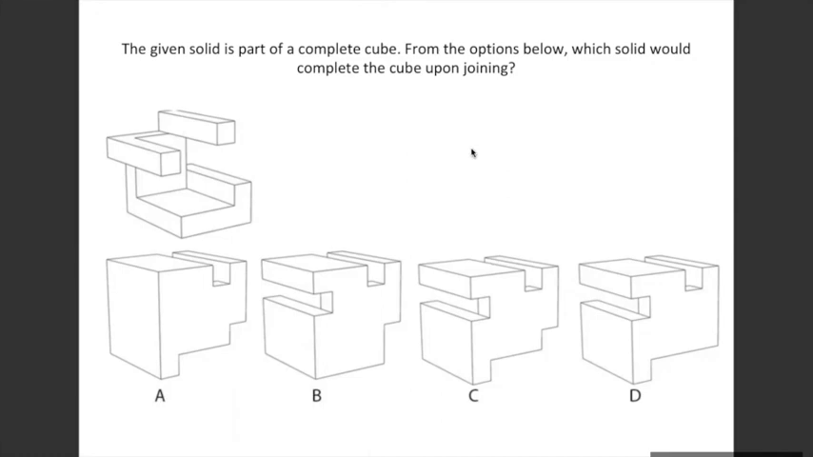B is this one. Option B. Option D. D is this one. Okay, B and D. Anybody? Option C. Yes, the correct answer is option C.